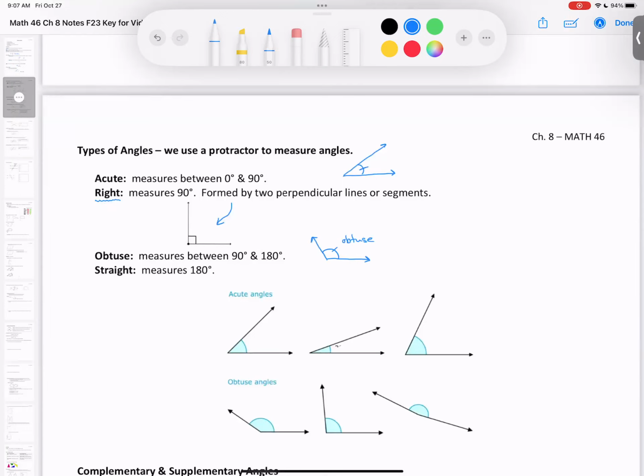Okay. A straight angle is really just a line. Imagine you drew an angle. Here's my vertex, I suppose. That just goes on forever.